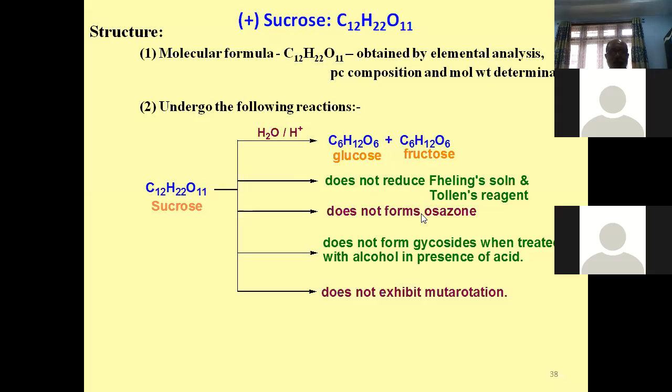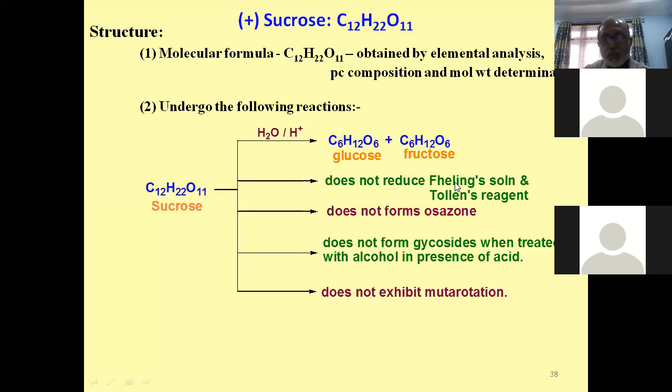When the analysis was done, it was not that simple. We have to isolate these, then identify what each one is. Their concentration was also found out, and it was found to be an equimolecular quantity. So if we take one equivalent of sucrose, we get one equivalent of glucose and one equivalent of fructose. But then other reactions were studied.